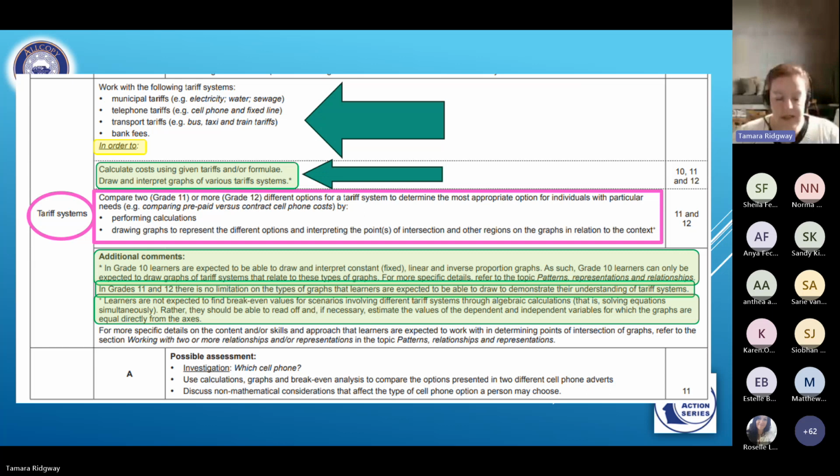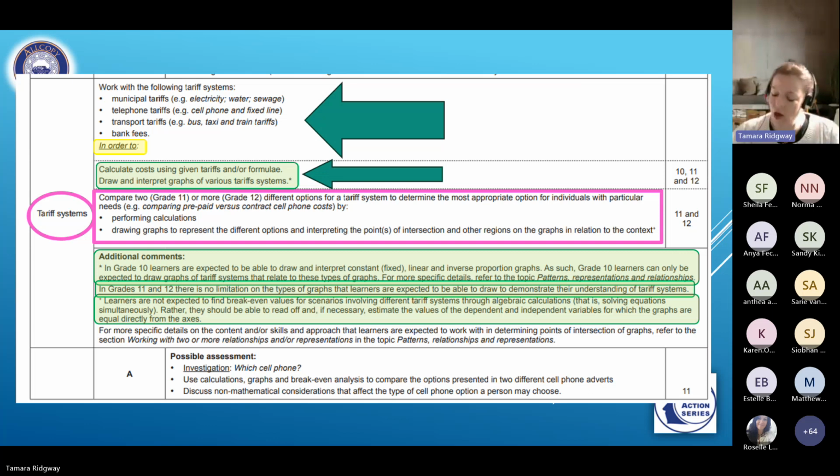And so the tariff systems that they want us to work with, as mentioned in the CAPS, are the municipal tariffs. And this is, I think, what we all do. We all tend to work with tariffs with electricity and water and sewerage, which now forms part of the municipal bill. And then the old favorite as well is the telephone tariff, but then also transport tariffs, because a tariff is a charge. And so we want to speak about what the charge is for any of those types of things. And then, of course, the tariff or the charge for bank fees.